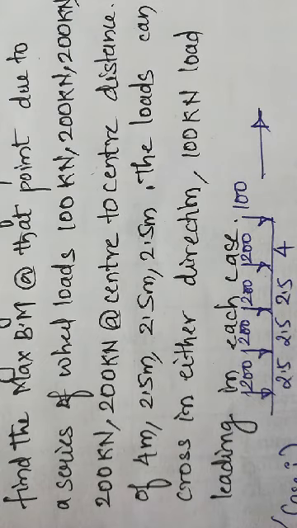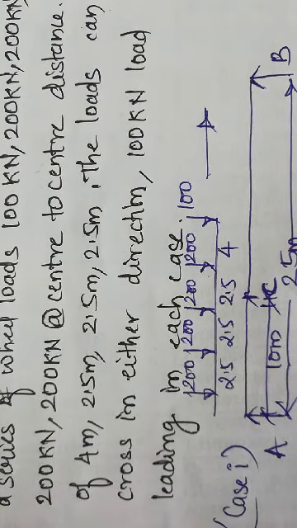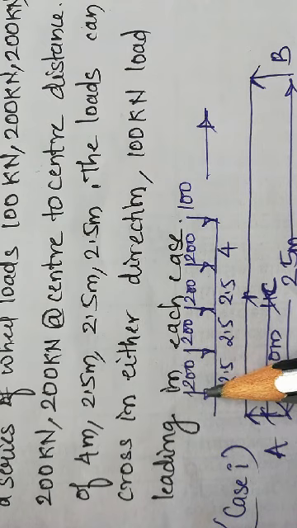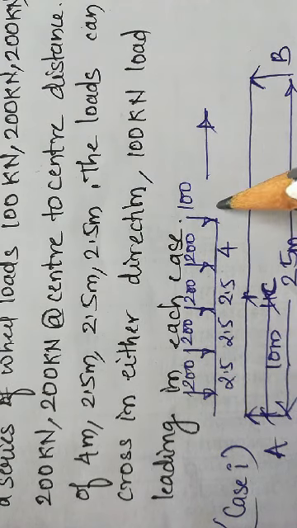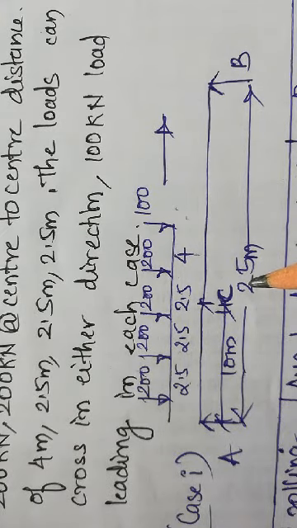Now let us take case 1. In case 1, the vehicle is moving from the left hand support to the right hand support with 100 kilonewton leading. Okay, so we have the 200 kilonewtons, and the distances between each load are as given. So the beam, or the girder, is 25 meters of span, and we have to calculate for 10 meters away from the left hand support.